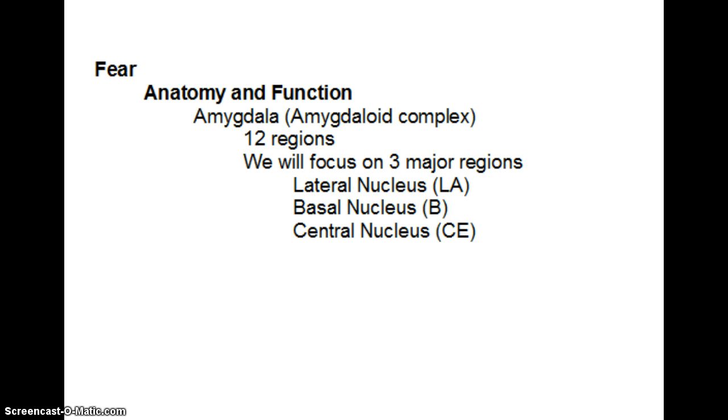Sometimes when we talk about the amygdala, it makes it sound like it's just one structure, but in fact it's made up of at least 12 different regions. For this course, we're going to focus on three major regions: the lateral nucleus, LA for short, basal nucleus, B, or the central nucleus, CE for short.